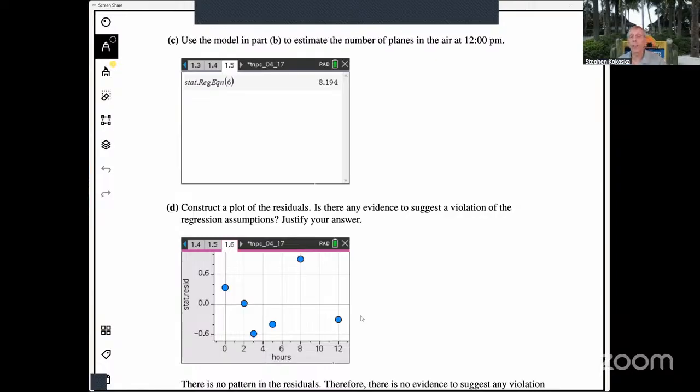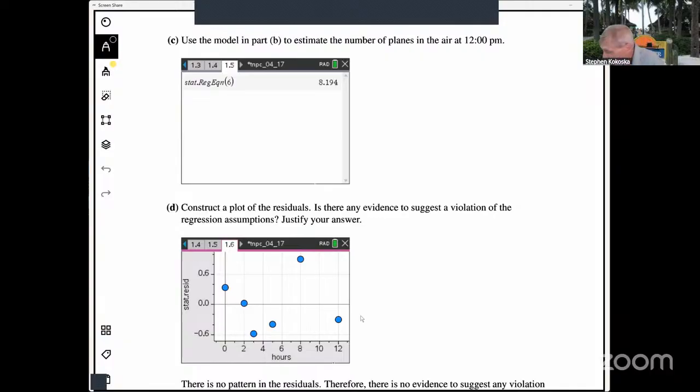One of the things that students might be asked to do on the exam is, if they find a regression equation, they may be asked to evaluate that equation at a particular value. There are many different ways to do that on the Nspire, but here is a way. That regression equation is actually stored in another variable, stat dot regression equation, and I evaluated that at the value 6, because that was high noon, so 6 hours past 6 a.m., and the value to 3 digits to the right of the decimal is 8.194. I'm pretty sure that Tom will show you how to do that on the 84.